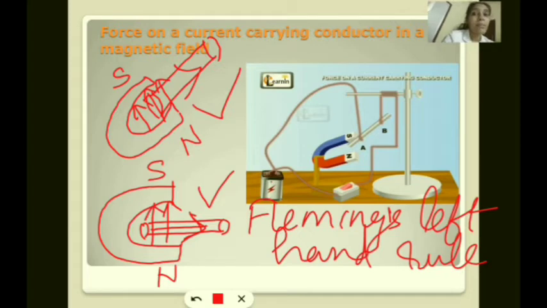It was Maxwell's right hand rule, and it was used to find out the direction of magnetic field. This is Fleming's. Fleming is the name of a scientist. Fleming's left hand rule, and this is used to find out the direction of magnetic force.